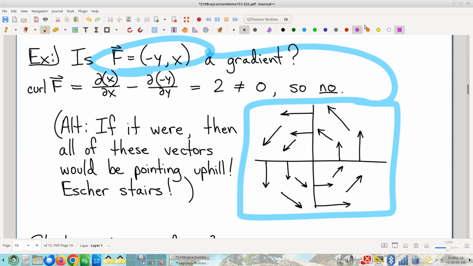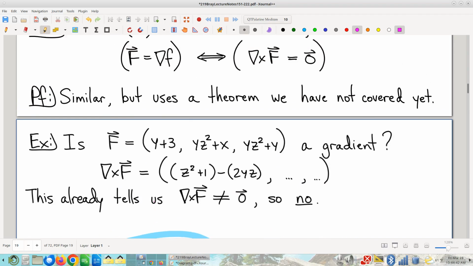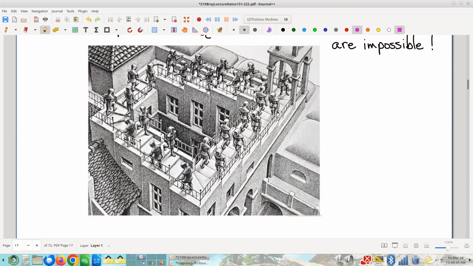If all of those arrows pointed uphill, then as I walked this path, I would have gained a positive amount of altitude. How can I start and end at the same point and be gaining altitude the whole time? That's the old classic joke that grandparents used to tell their grandkids: I had to walk to school and it was uphill both ways. No, it's nonsense. By the way, Escher stairs, right? Uphill as you go around an entire loop. That's not possible for the same reason.